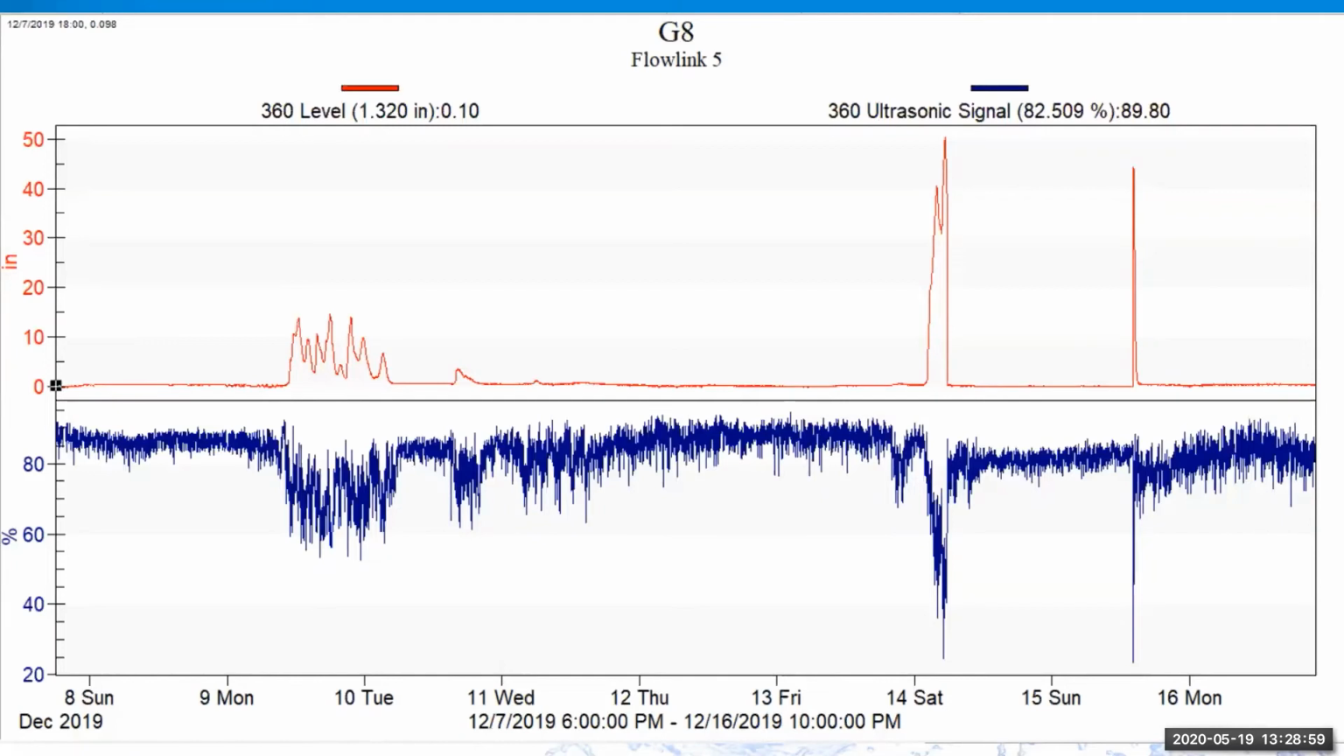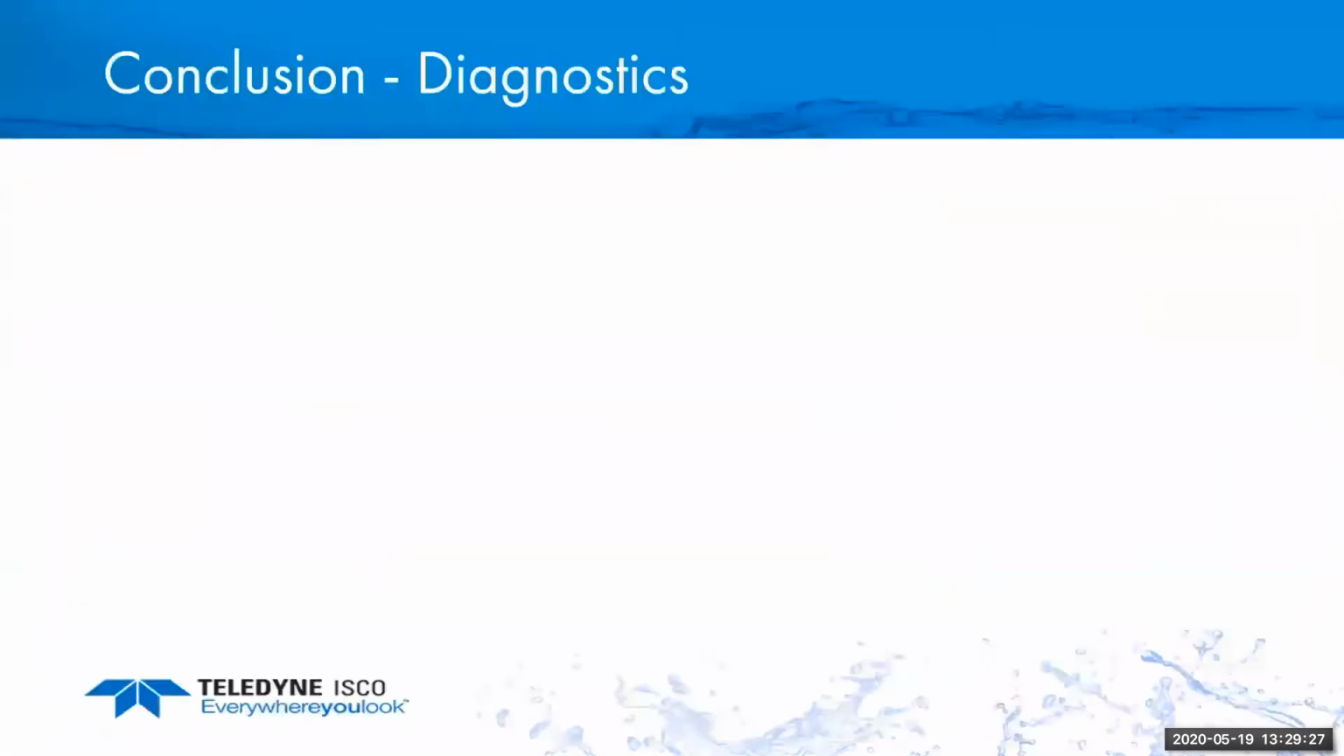So you look at the date on the 14th on that Saturday, that signal ultrasonic went down to almost 20%. That level went up to 50. So the water is getting closer to the ultrasonic, which theoretically would make that signal stronger, not weaker. This tells me it is moving through there and it is very, very turbulent and difficult to get a good surface lock. So again, one more very useful piece of information to determine what's going on at that site.